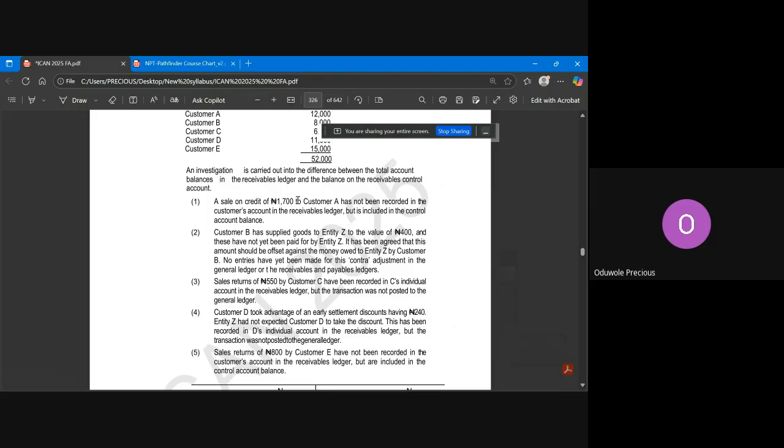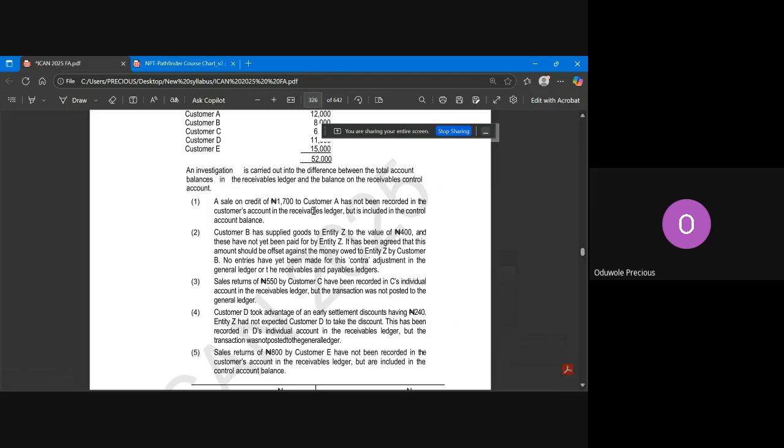The receivable ledger is a personal account. It will have the name of a person, maybe Shade's account, the debtor, or Tola's account. In this question, they just give us customer A. Inside that customer A ledger, someone that bought goods on credit, they've not added 17. But the 17 has been added to the control account. I've shown you that credit sales go on the credit side of the control account. It has been there, but not in the receivable ledger.